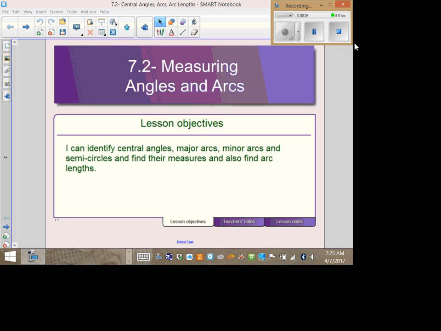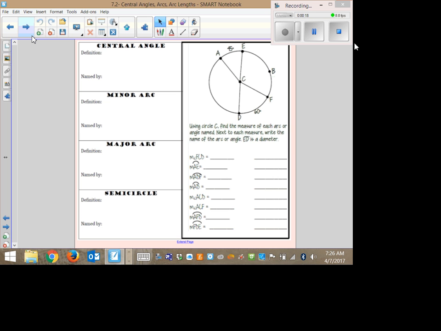Hello, in 7.2 we are going to be looking at measuring angles and arcs. So the lesson objectives: I can identify central angles, major arcs, minor arcs, and semicircles and find their measures, and also find arc lengths. Alright, so first let's talk about what a central angle is.